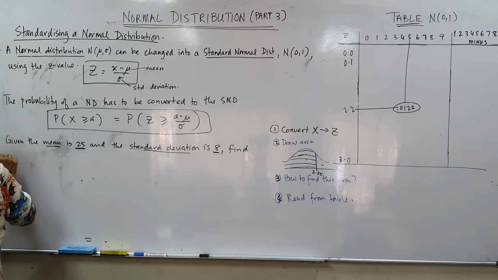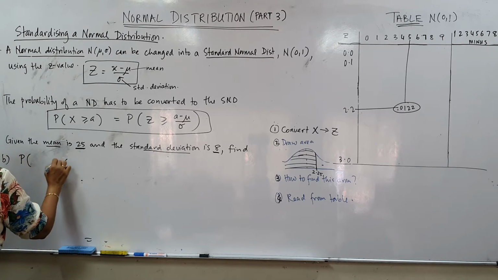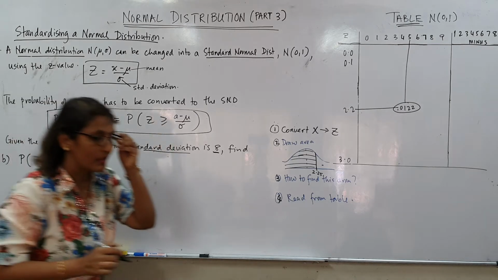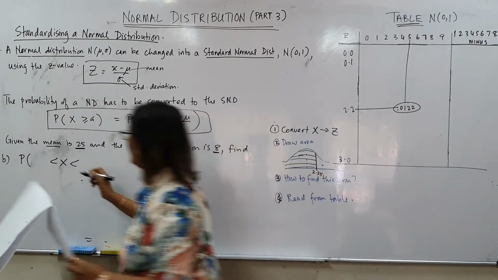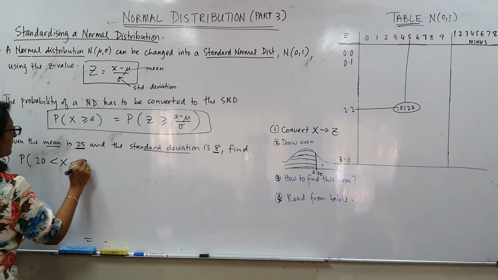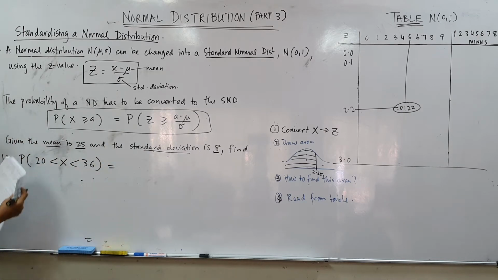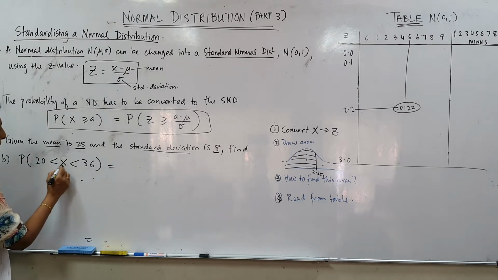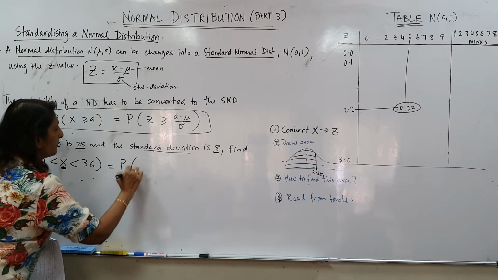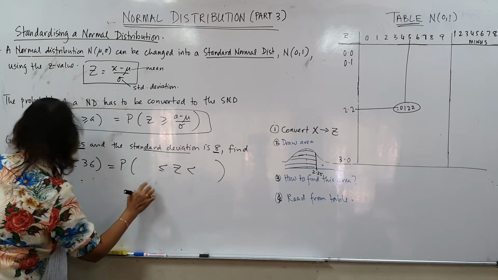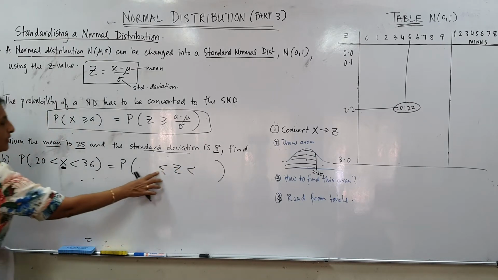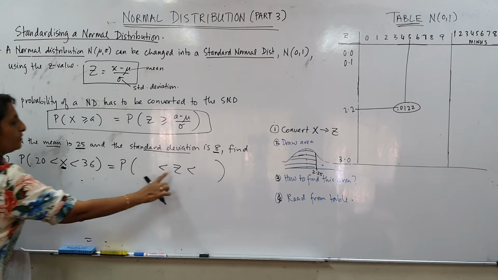Okay, let's say part B. Find the probability of X between, let's say, 20 and 36. Okay, between 20 and 36. So when you get X between 20 and 36, step 1, change X to Z. I need to change to Z. Okay? Step 1, changing X to Z.